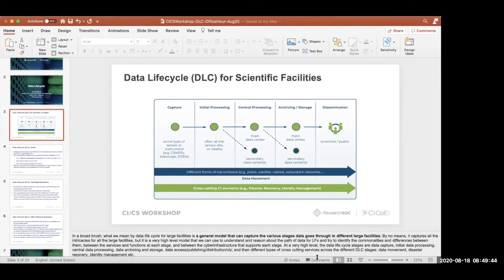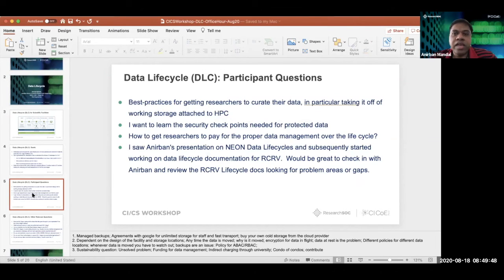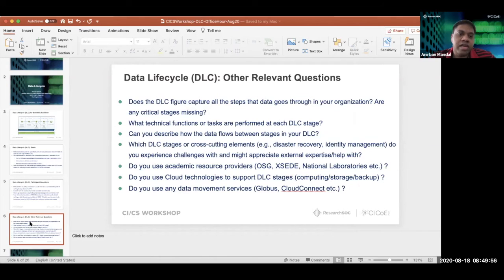So, sure. Some of the questions we have partially discussed are whether the data life cycle captures the different stages that your facility goes through. I think you are familiar with this work, so I would not bore you with any more details.